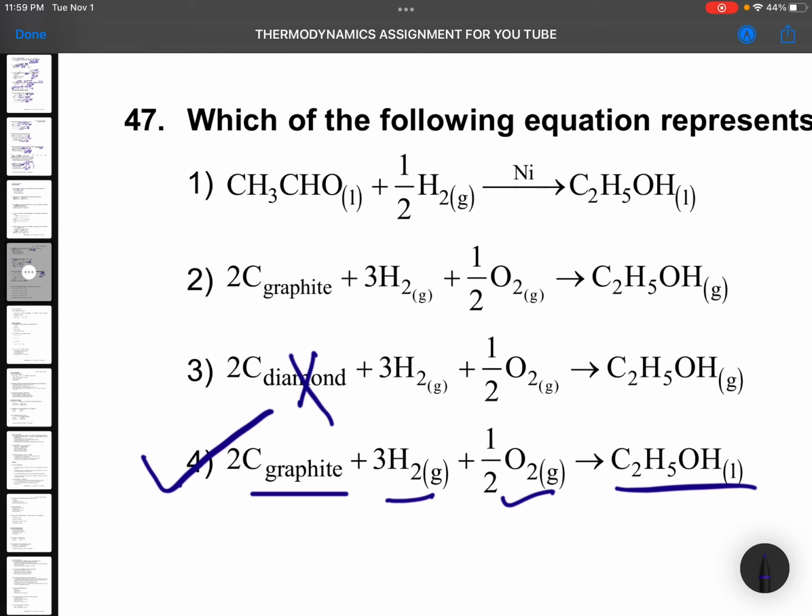Diamond is there, so sorry. Here gas is there. C2H5OH will be formed in the liquid state. This is again not possible.